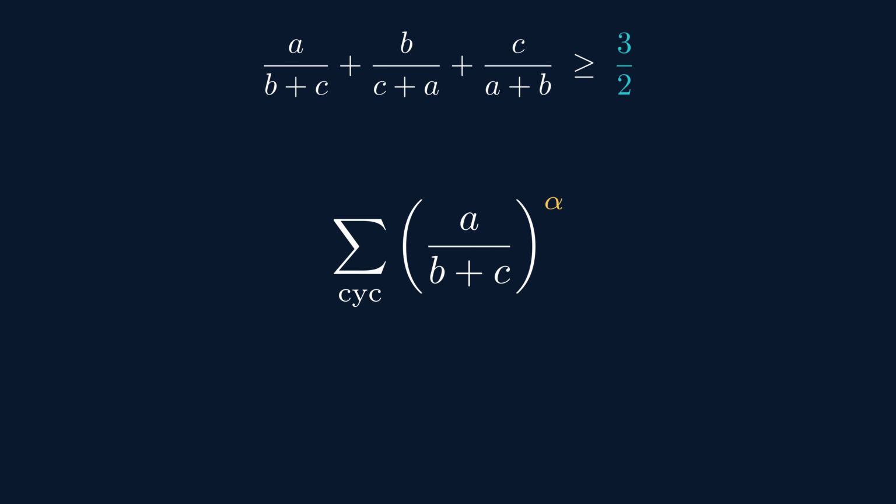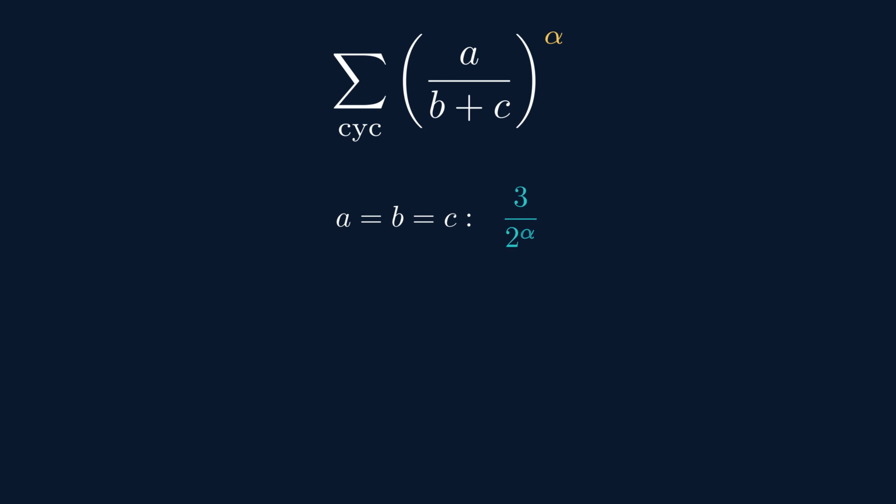But then I was like, wait, how low can this thing actually go given any arbitrary alpha? As you'd expect, the symmetric case still gives something relatively clean, 3 over 2 to the alpha. But what if we move to the edges? Here, a equals b and c equals 0. Turns out the sum goes to 2, which is particularly nice in that it doesn't depend on alpha at all.